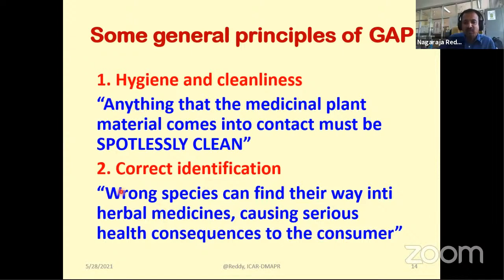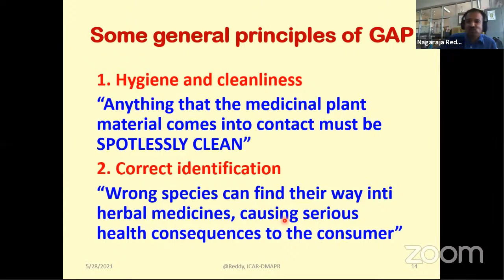And the other general principle is correct identification. The wrong species can find its way into herbal medicine and cause serious health consequences to the consumer. So you need to identify the plant very aptly. For example, Ashwagandha, Withania somnifera, is the right species being used for preparation of various Ayurvedic medicines, but you can find a lot of Ashwagandha adulterated with Withania coagulans.